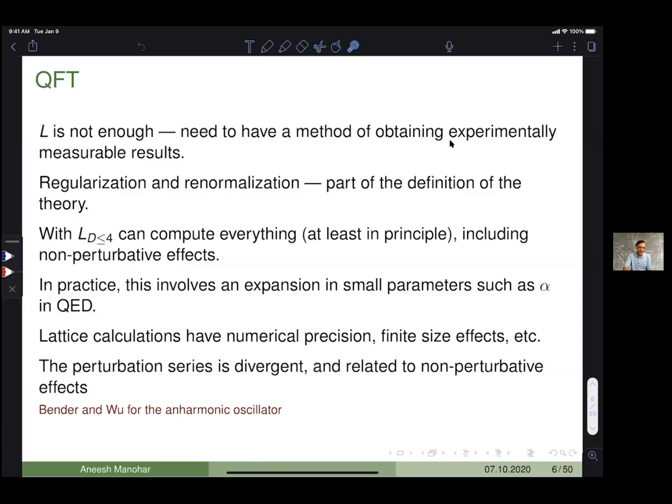Now, if you're given the Lagrangian I wrote down, which has operators up to dimension 4, you can compute everything, at least in principle, including non-perturbative effects, if you have a renormalized theory. But in practice, there's always some small expansion parameter or some approximation being made, because you can't generally get exact results. Even in lattice calculations, there's some fixed numerical precision, some finite size effects, etc. And even if you could calculate to all orders in perturbation theory, there's a whole interesting subject. The perturbation series is divergent and related to non-perturbative effects. But typically, we never have exact results in field theory, except in some very special cases, typically in 1+1 dimensions.